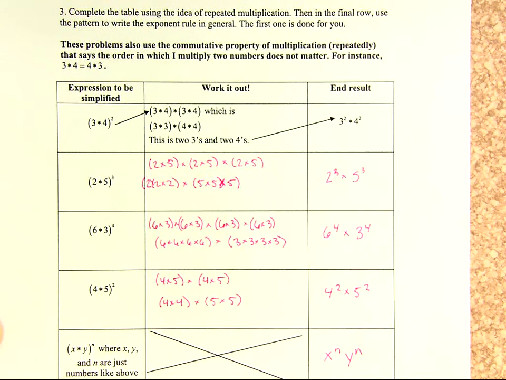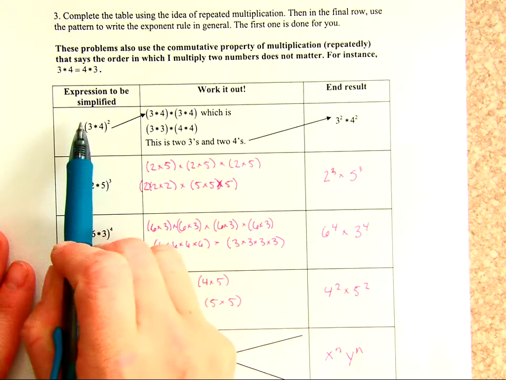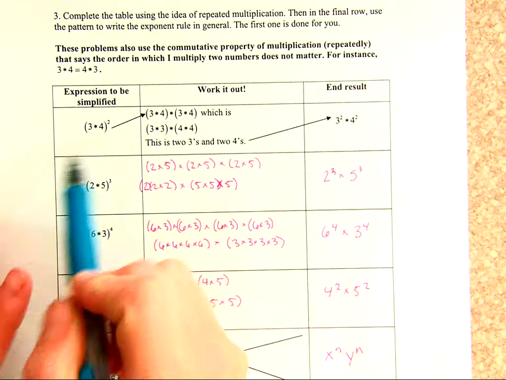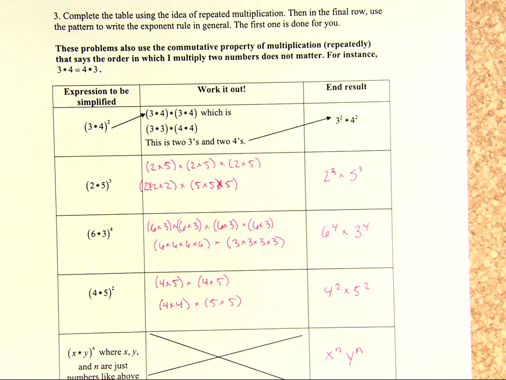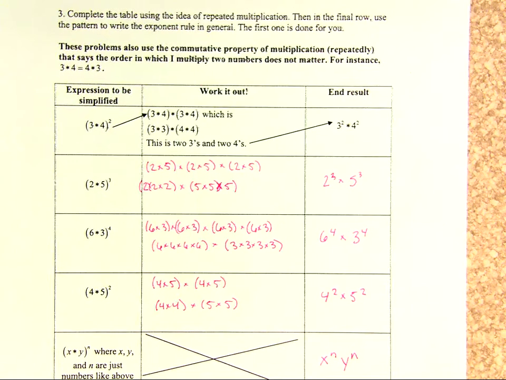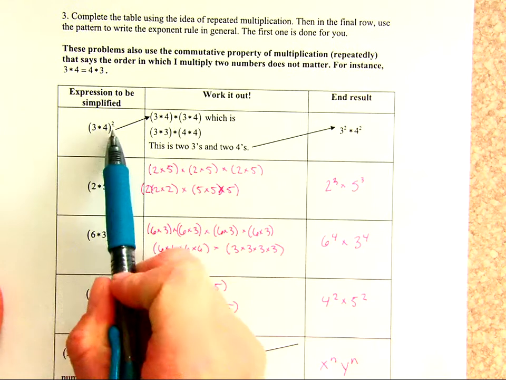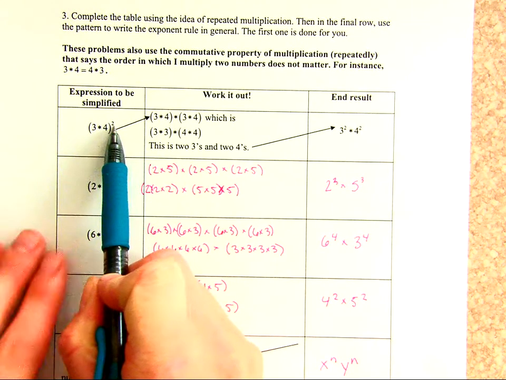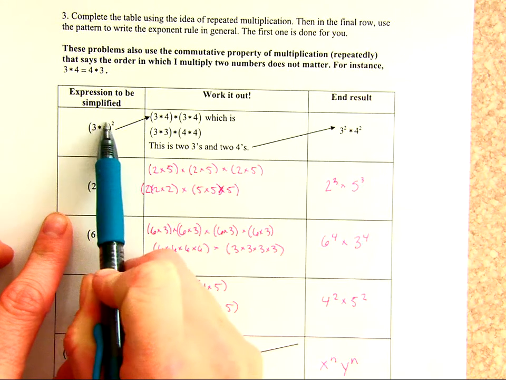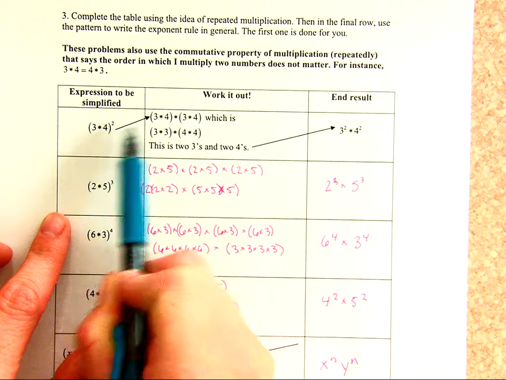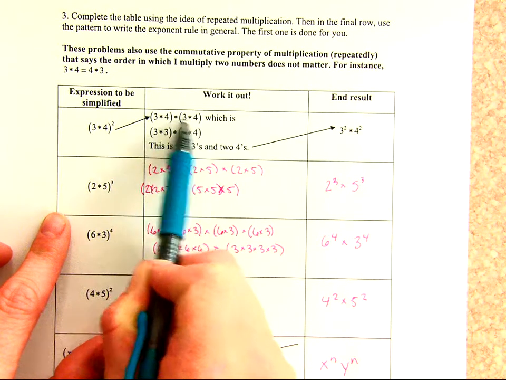So page 3 is looking at a product to a power. Product means multiplication. If I have 2 things being multiplied together inside parentheses, and I'm taking that whole quantity to a power, what happens? That's what we are discovering on page 3. Remember, the exponent is repeated multiplication, and it wants to repeat the multiplication of 3 times 4 twice. So 3 times 4 times 3 times 4.